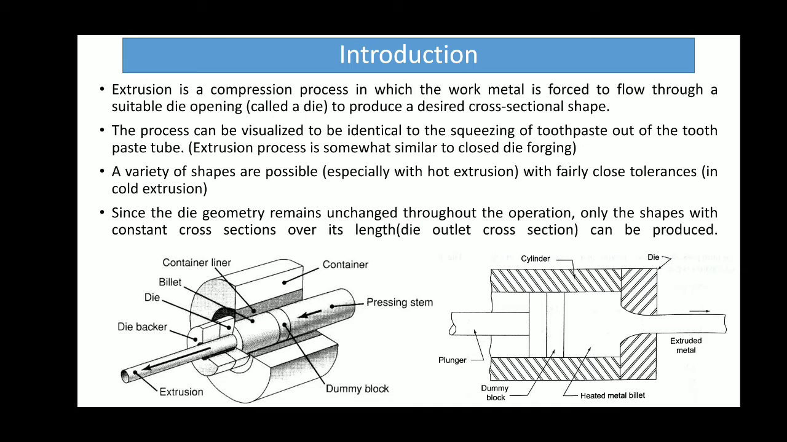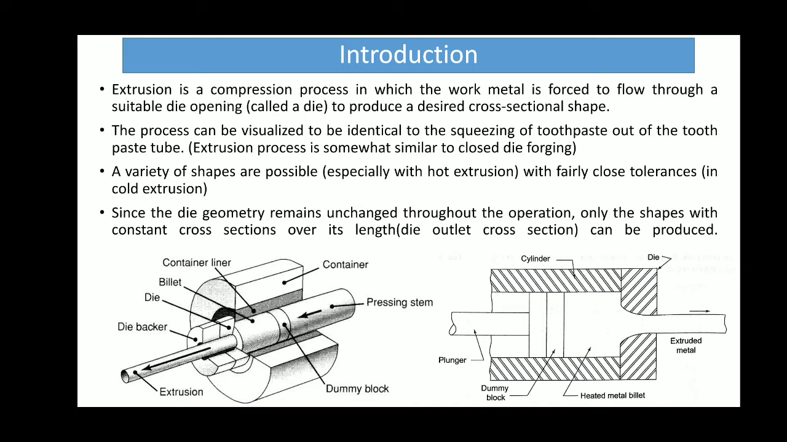And in the case of the toothpaste, what is the cross section of the die opening? It is circular, and thus when you squeeze it out, you can consider the toothpaste as identical to the work material. It is forced to flow through the die opening, and depending on whatever is the cross section of the die opening, you get the desired part.